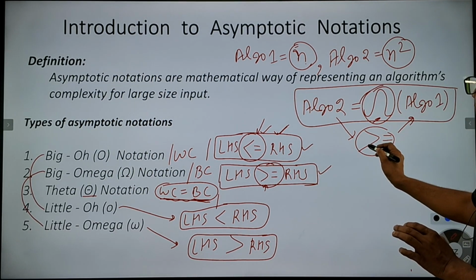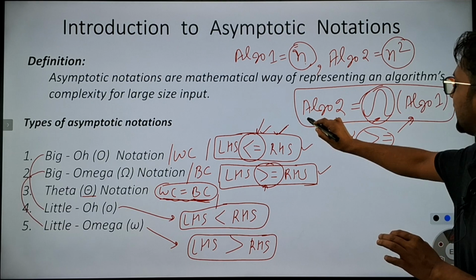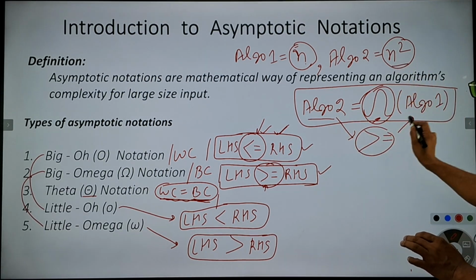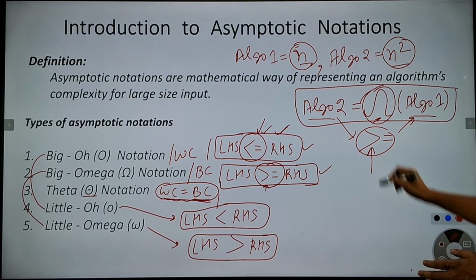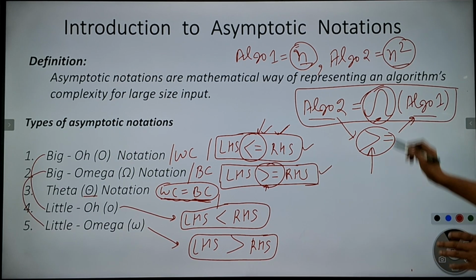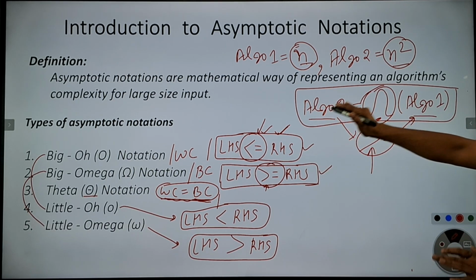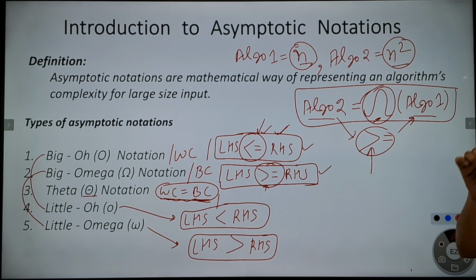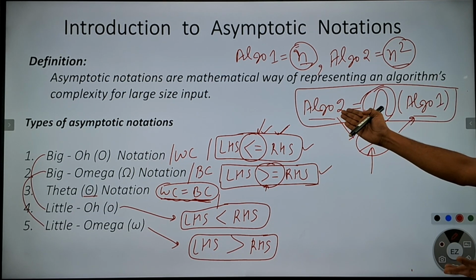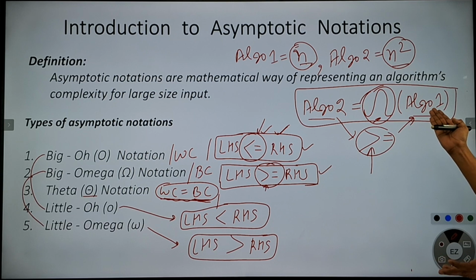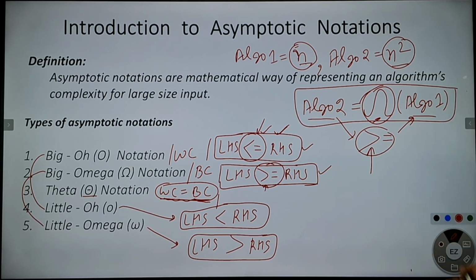So let's check if this relation is satisfied. Yes, algorithm 2 is n square and algorithm 1 is n. So n square is greater than n. So we can represent the relation between algorithm 2 and algorithm 1 by using big omega notation. Why? Because yes, the left hand side is greater than the right hand side. So we can use the big omega notation.